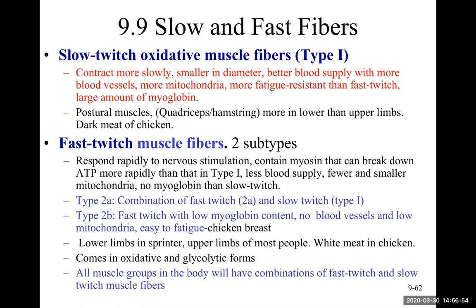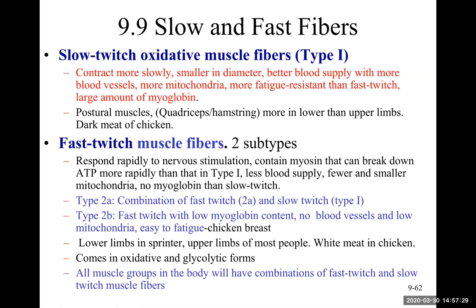When you look at the chicken breast, it has lots of fast twitch, so it should have very little blood vessels. So next time you get some rotisserie chicken, take a look at the chicken breast. See if you see any blood vessels. You shouldn't. Because there are no blood vessels, and there are no or fewer mitochondria and no myoglobin, they burn out pretty quickly. They can't contract for a long period of time.